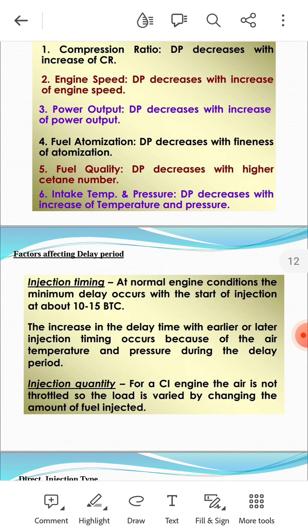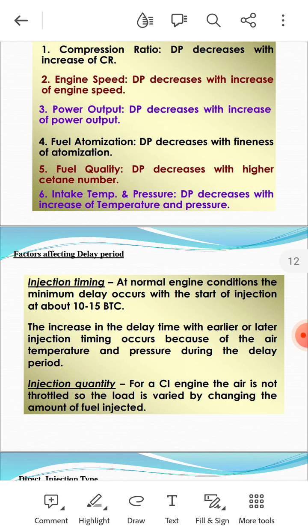The injection timing. At normal engine conditions, the minimum delay occurs with the start of injection at about 10 to 15 degrees BTC. The increase in the delay time with earlier or later injection timing occurs because of the air temperature and pressure during the delay period.